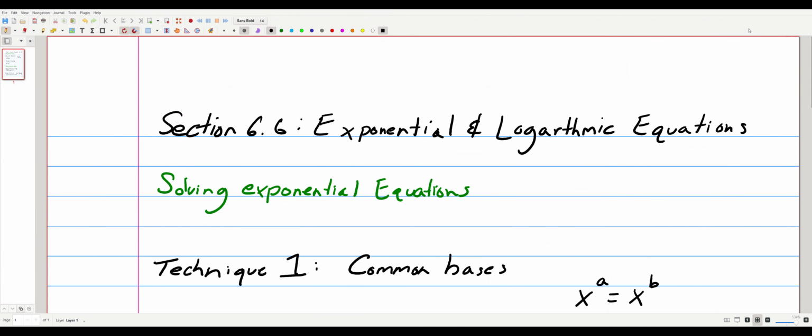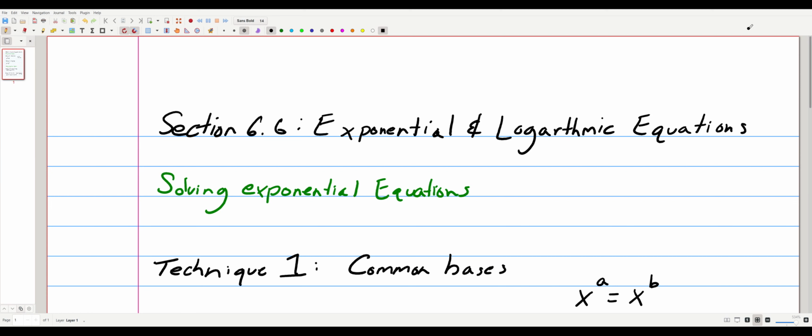Hey guys, so we're in section 6.6, exponential and logarithmic equations. This section is basically one of the culminations of using all the techniques that you've learned thus far in algebra. So we're not going to cover every single type of problem that you'll see in this section and that might possibly show up on the final.